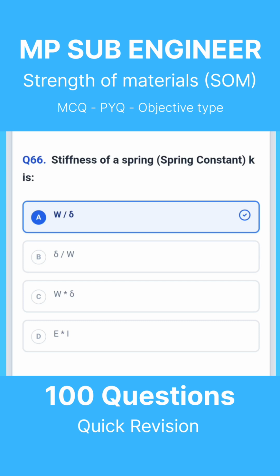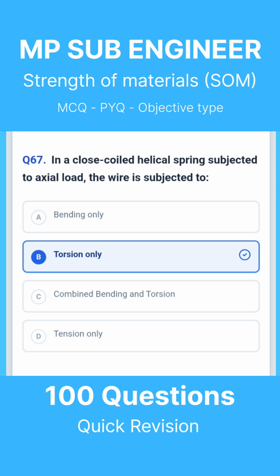Question 66. Stiffness of a spring, constant K, is. The correct answer is W divided by delta. Question 67. In a close-coiled helical spring subjected to axial load, the wire is subjected to. The correct answer is torsion only.